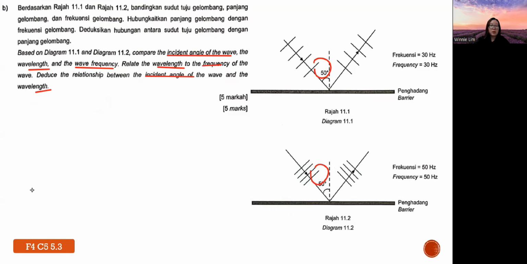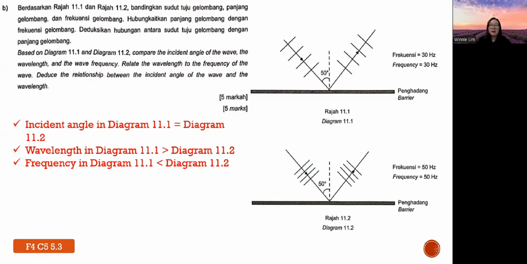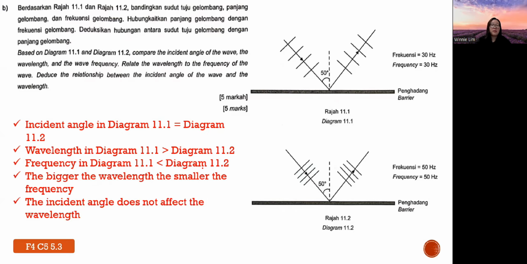Now the teacher will show the ideas one by one. For incident angle, this is how you write: the incident angle in diagram 11.1 is the same as in diagram 11.2. Next, the wavelength in 11.1 is more than in 11.2. Frequency, they give you 30 and 50, so 11.1 is less. You can use the symbols greater than, smaller than and equal sign. You just cannot use arrow up or arrow down because it is not commonly used. Then lastly, bigger wavelength and smaller frequency. Now, does incident angle affect the wavelength? Both have the same angle, but the wavelengths differ, so incident angle does not affect wavelength. So you get 5 marks for this whole question.